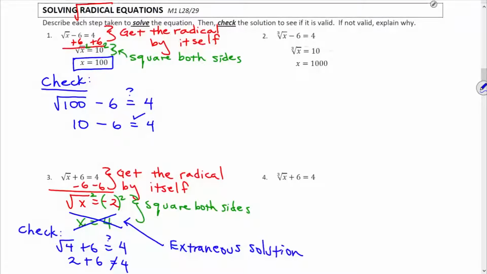Extraneous meaning extra, but not like the good extra, but like the I don't really need this kind of extra. So the process that we just used to get the radical by itself, to square both sides, and then to solve the equation and check for extraneous solutions, that same process is the process that we use for more challenging radical equations. Let's look at some of those.